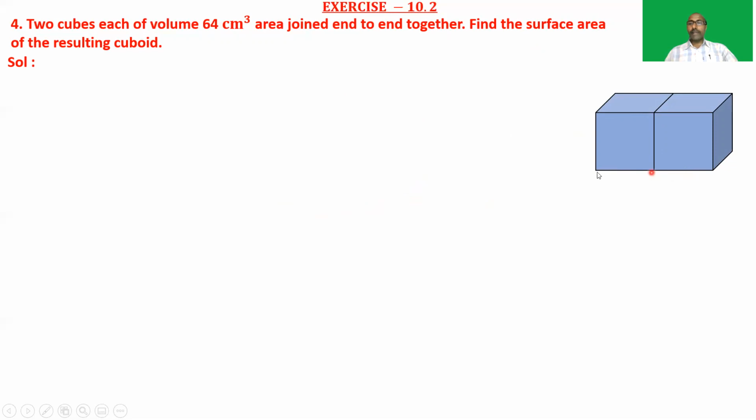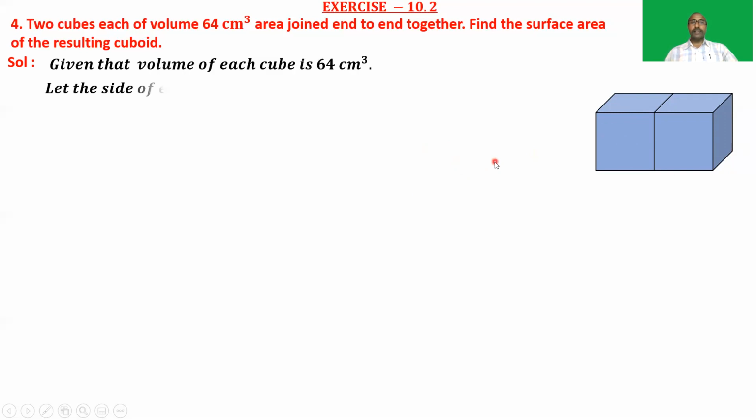Okay. So to find the surface area of this cuboid, we have to know the values of measurements, that is, the length, breadth, and height of the cuboid. But these values are not given in the problem. So to find these measurements, first take the side of each cube as A.